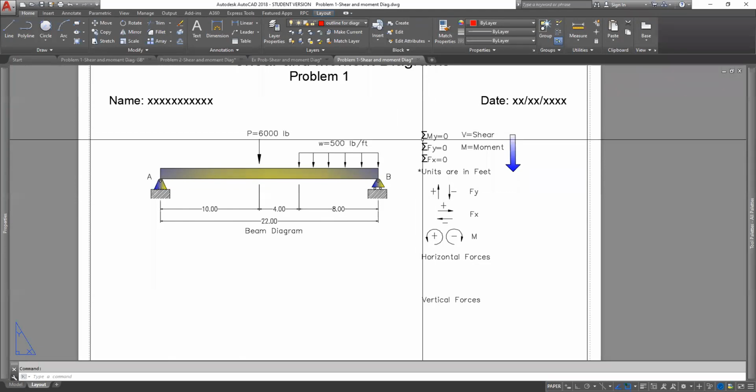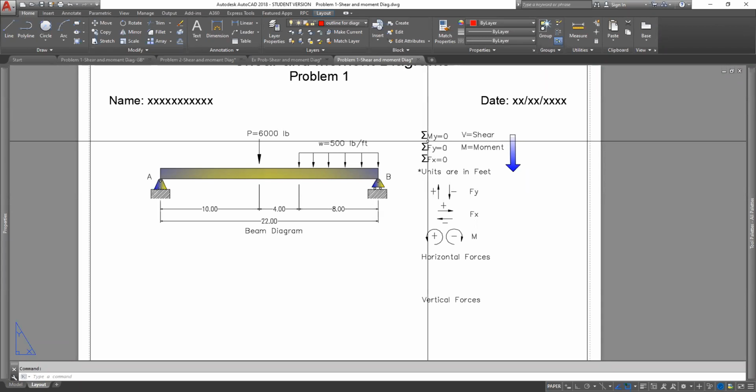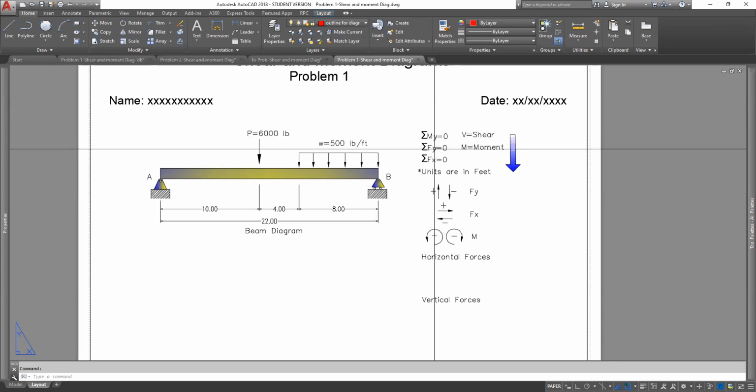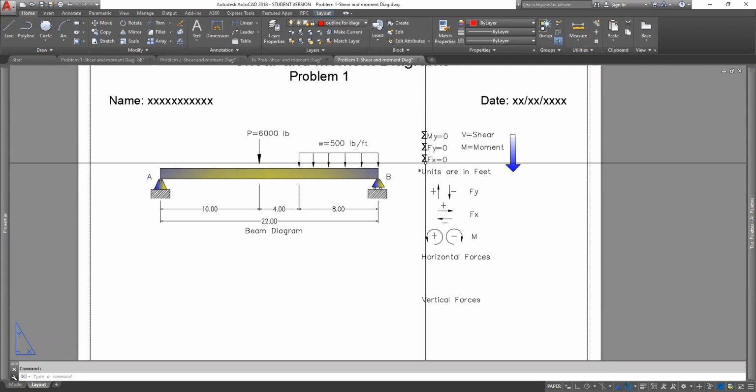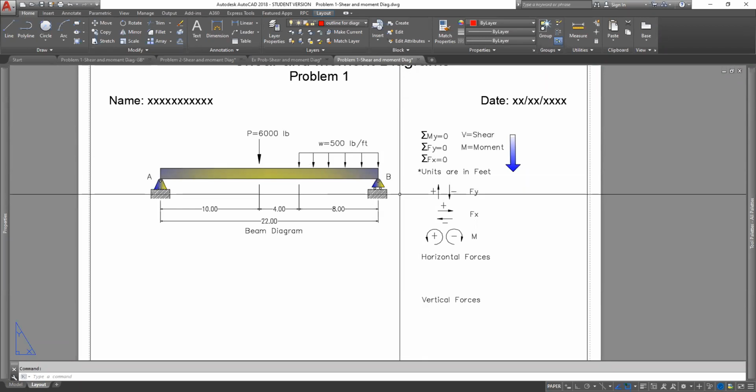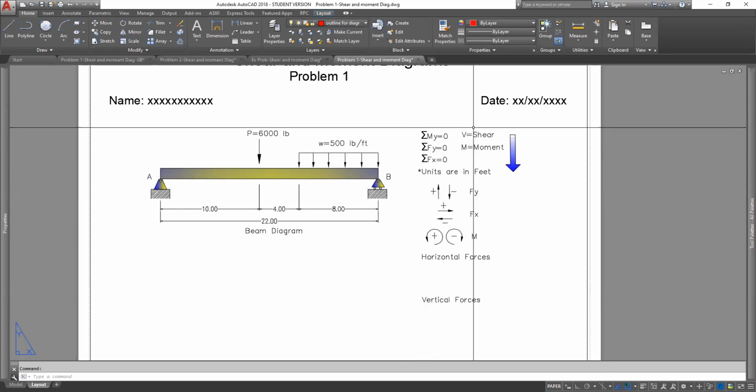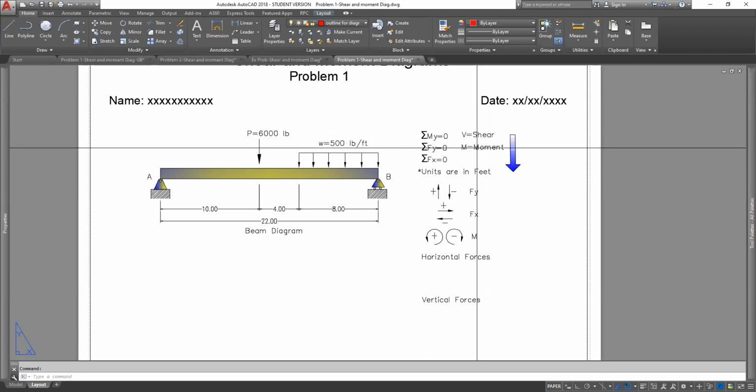The sigma symbol right here stands for the summation of. The first one is for the moments, those are the rotational forces on it. The summation of forces in the y direction, that's vertical. And then the summation of forces horizontally, left and right. For our assignments, the problems are in feet. When you see a V, that represents shear, and M represents the moment.